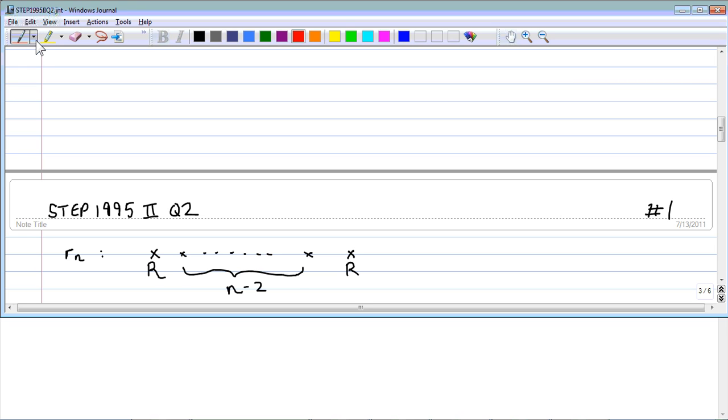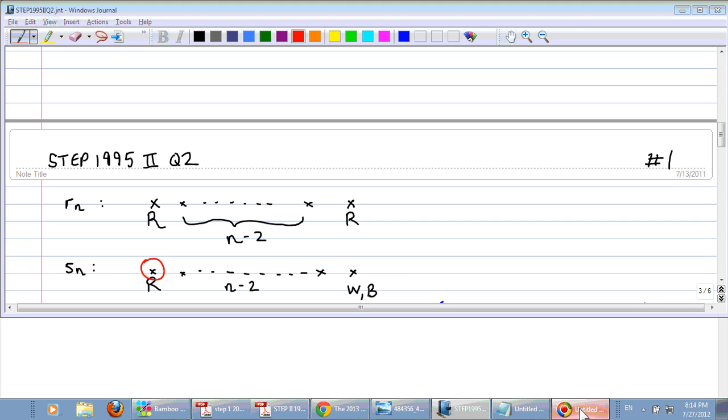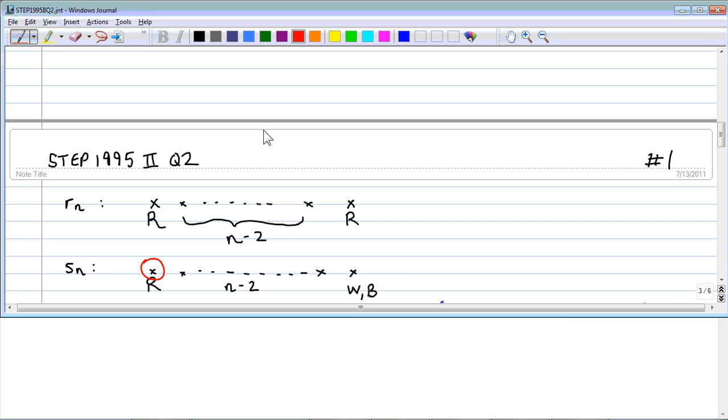Now we also need to think about Sn. Sn, what does that look like? It looks like this on the same kind of diagram, doesn't it? R on the left. Okay, sorry, I had a slight interruption there. So what we were saying was Sn looks like this on a diagram. R on the left, white or blue on the right.